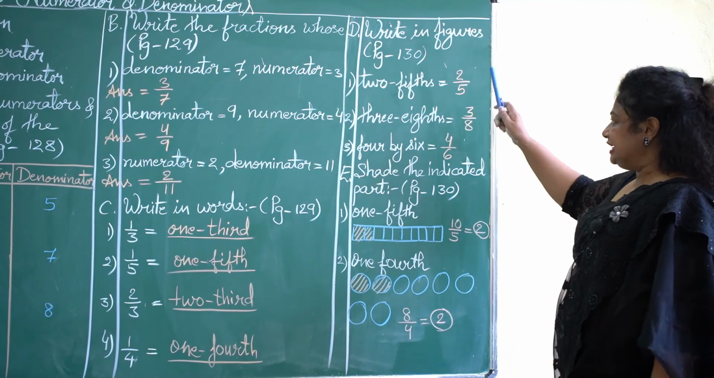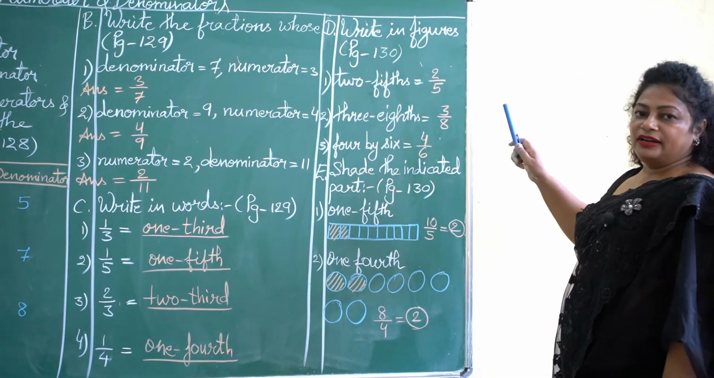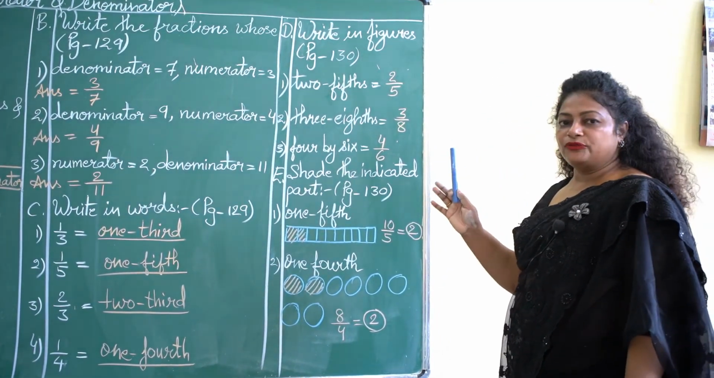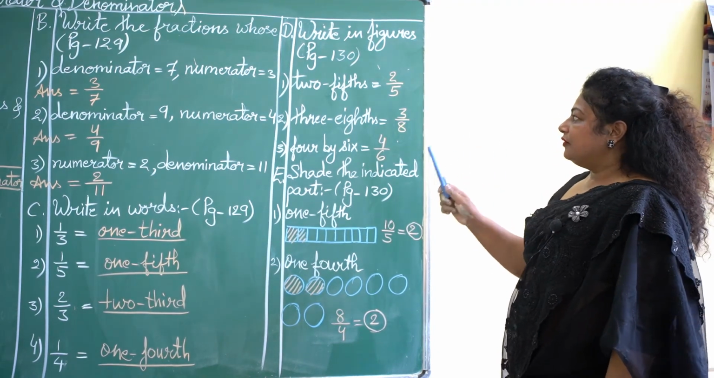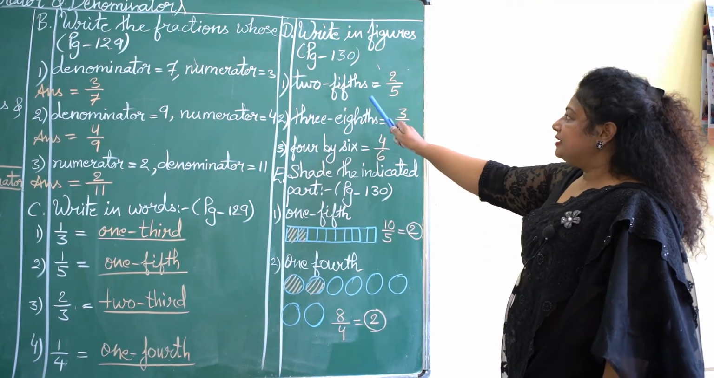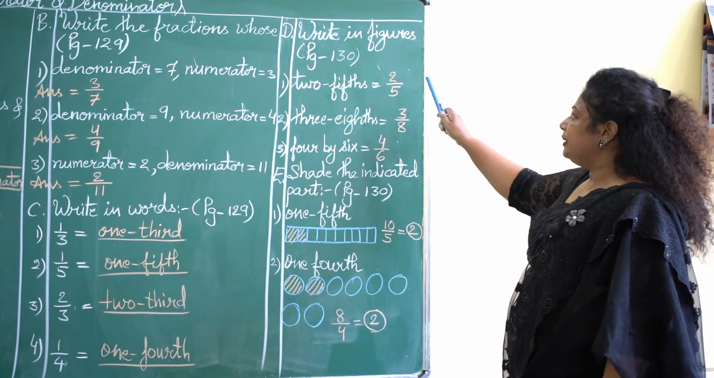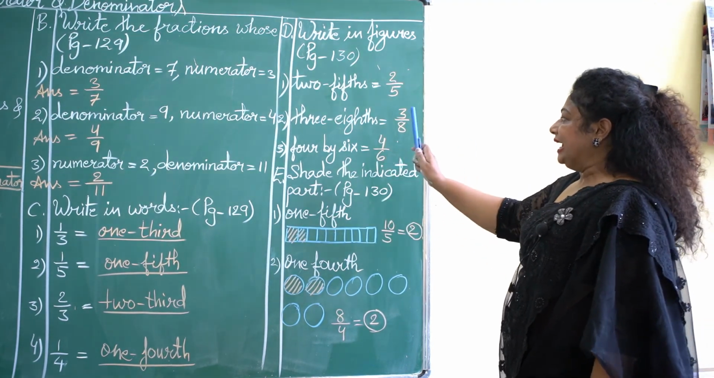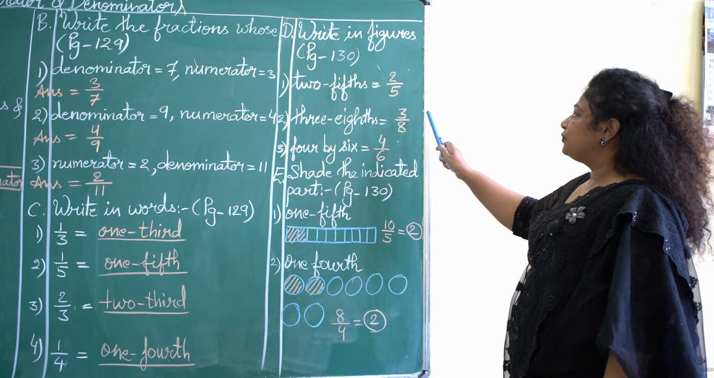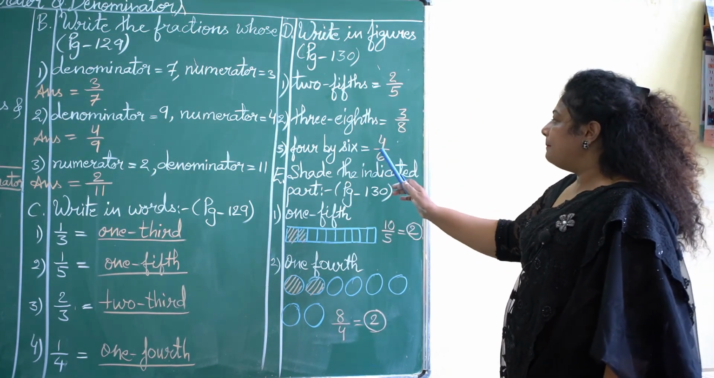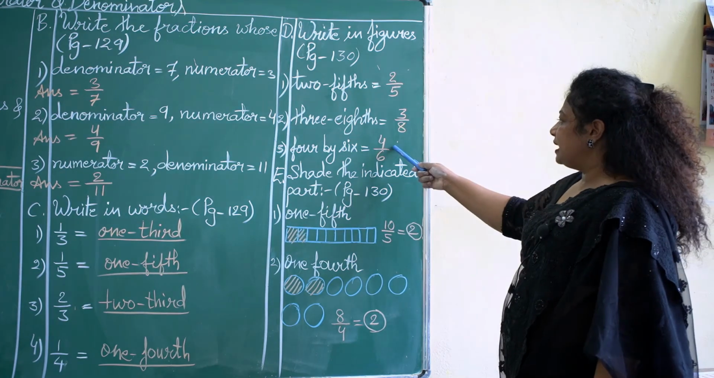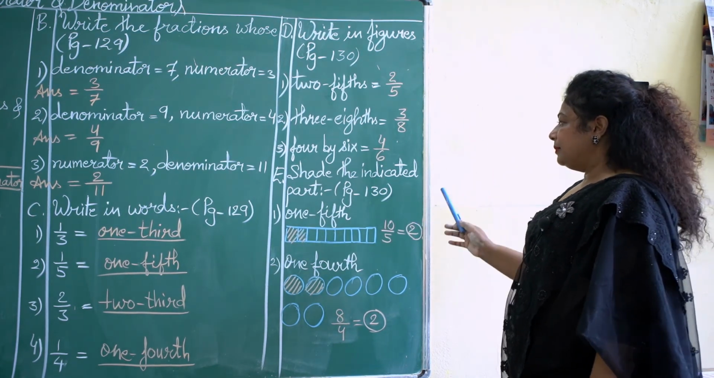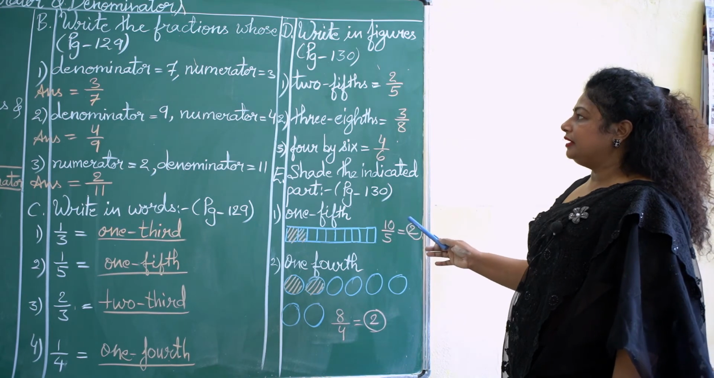Okay children. Now I'm coming to the next question. The next question is D dot, which is given on page number 130. Write in figures. Now it is written in words and you have to write the answer in figures. See, first is given to you two fifths. It is written in the form of words, so its figure will be 2 by 5. That is the fraction we have is 2 by 5. Next, three eighths. It is written in figures as 3 by 8. Next, four sixths. It's very simple. 4 is written above the line and 6 is below the line, so it is written as 4 by 6.